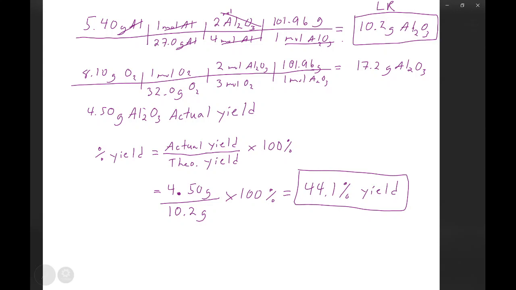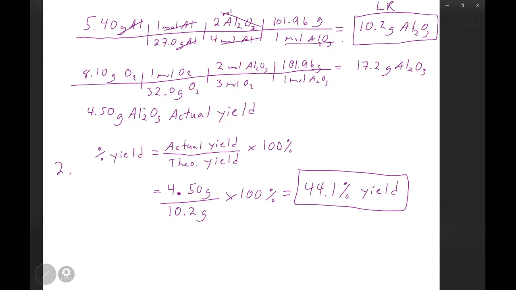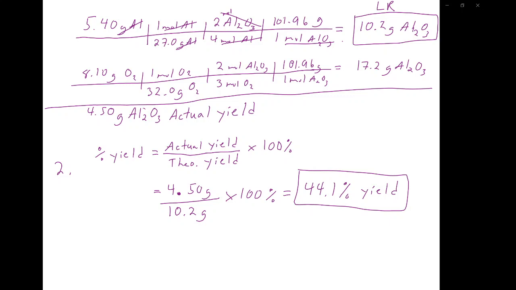Okay, so this was question 2. I'll put a line breaker here. The last thing, if we take a look at our question again, it asks us which reactant was in excess and how much remained after the reaction came to completion. So let's take a look at that.